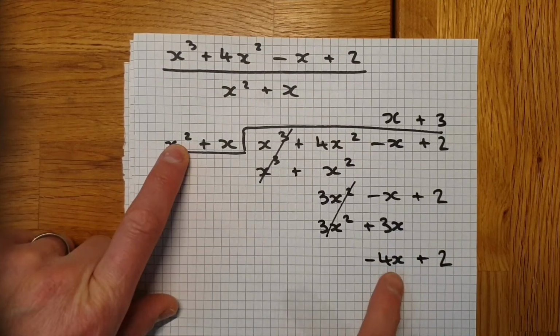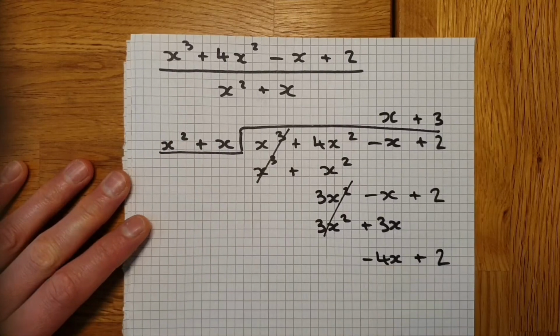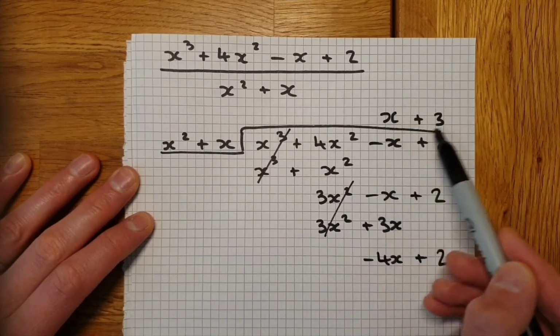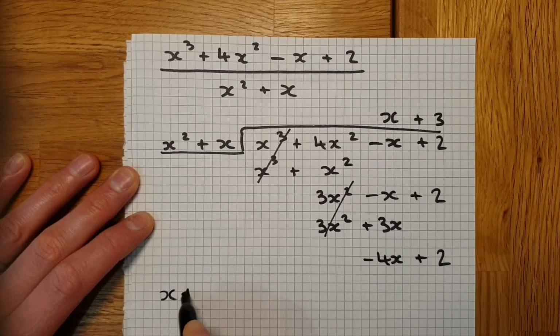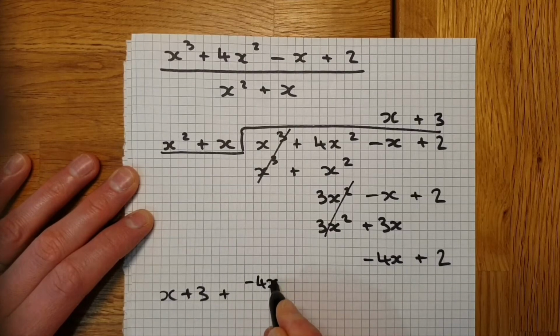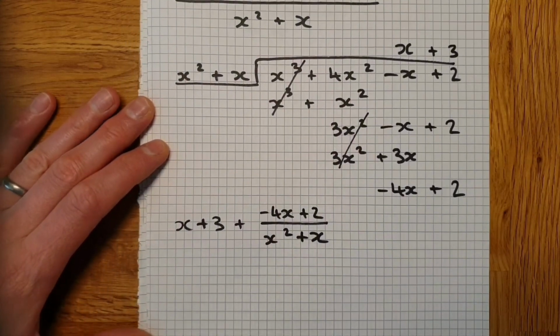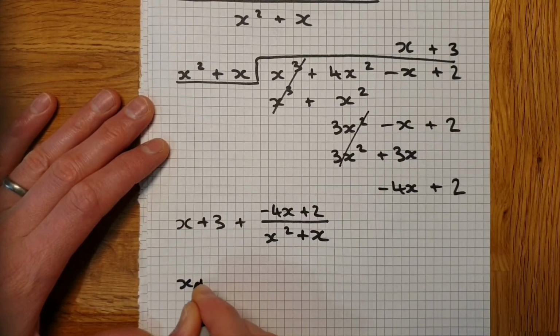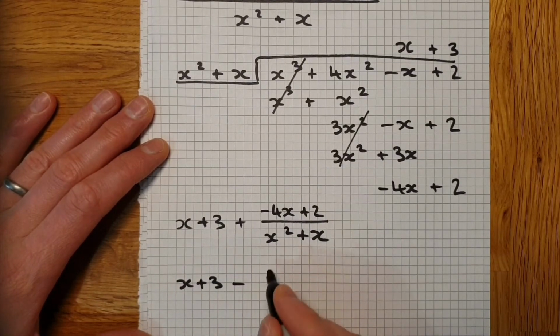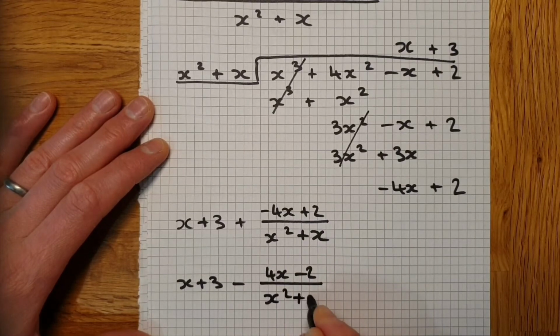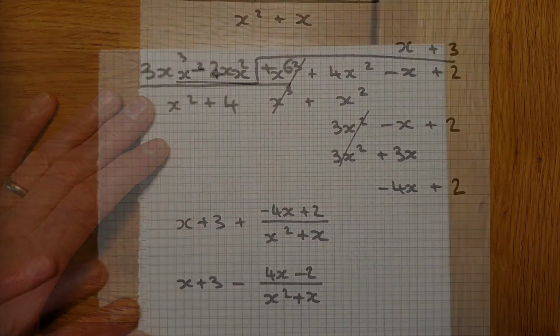Now this power here is higher than this one, so we basically just stop here. So there's our answer, the x plus 3, and what we're left with as our remainder is this negative 4x plus 2. Like so. And you can tidy it up a little bit if you want to. Put a minus, that's going to give us positive 4x, and then minus 2 on the numerator, and x squared plus x on the denominator.